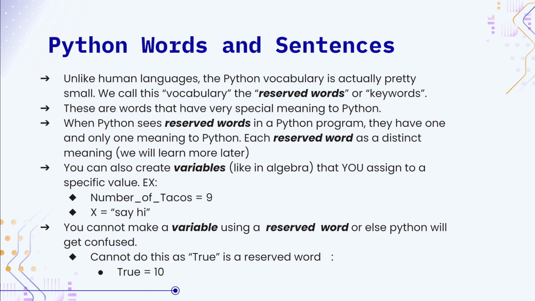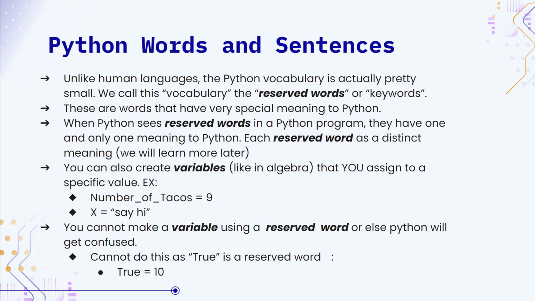So Python vocabulary is very limited. It's very small, but the computer understands a certain number of words called reserved words. If I type a reserved word, like true, then Python will understand that as the word true. Python has a very limited vocabulary, and these words only have one specific meaning to Python. Each reserved word, which we'll learn more about later, serves a distinct meaning to Python.